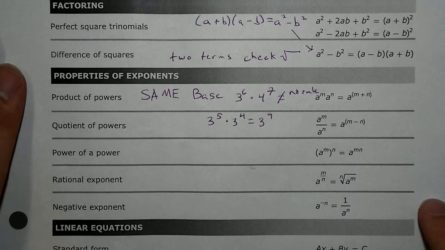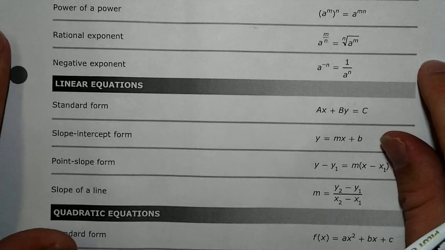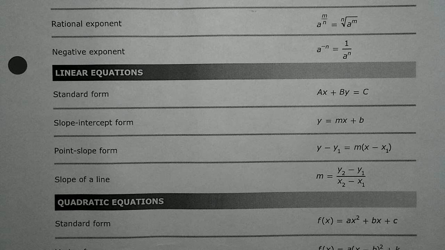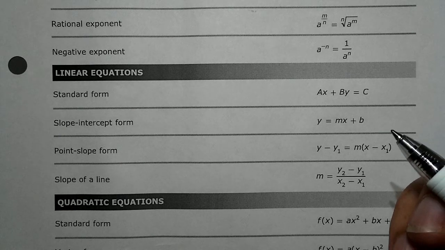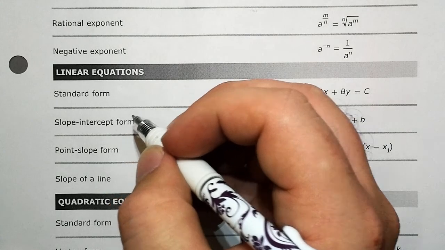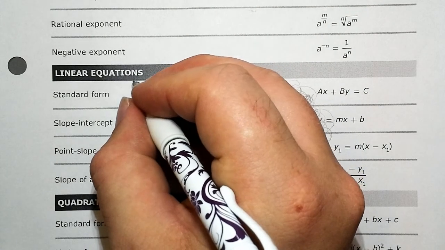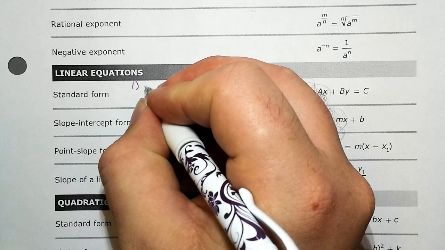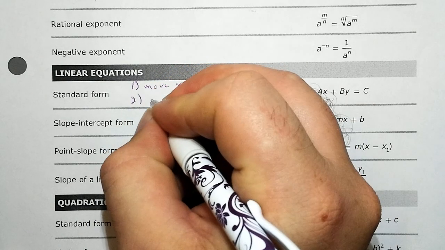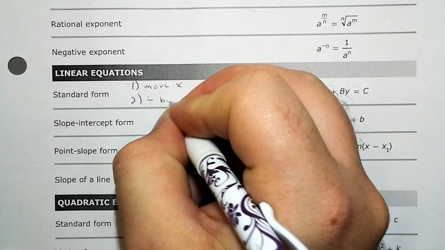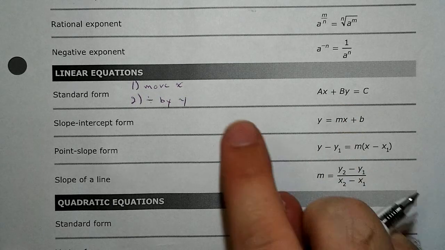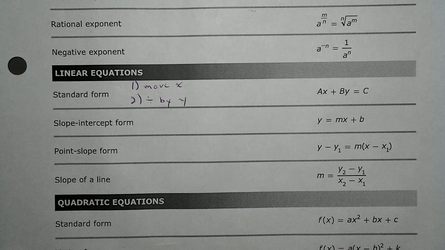Alright, now let's get down to linear equations. First off, standard form. You can easily change it into slope-intercept form using two steps. First step, move the x. Second step, divide by y. Anytime you need it to go from this form to this form, move your x, divide by y.